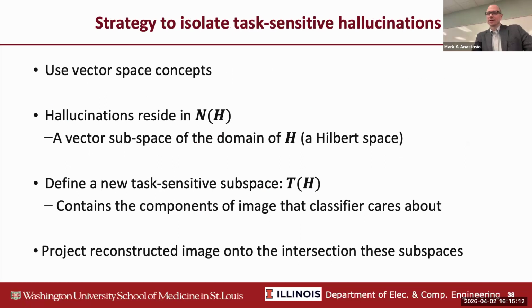And so our strategy now, we're going to combine the null space structure with that task sensitive subspace we introduced in the first part of the talk. We already know that, at least in this talk, we're going to consider the null space components to be hallucinated, even though there's a non-zero probability some of those components might be right, but let's assume that they're hallucinated. So we have our null space, and then we're going to define this new task subspace, which we already know how it's going to be defined because I told you in the first part of the talk. And then we're going to project the reconstructed image onto the intersection of these two subspaces.